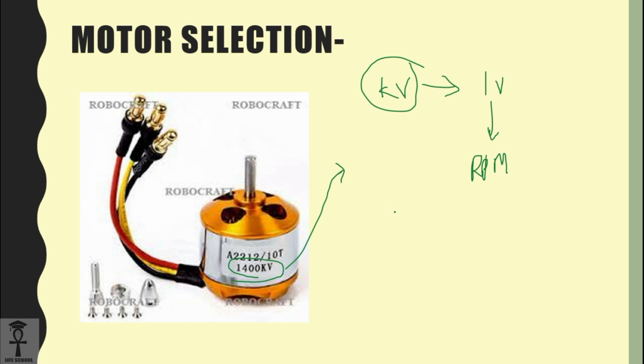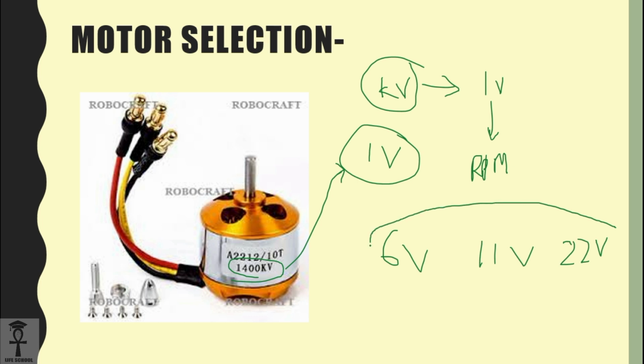at 1400 RPM when I connect it to a 1 volt battery. Now we need to check if the motor is compatible with a 6 volt battery, an 11 volt battery, a 22 volt battery. That's how we are going to see the maximum RPM of the motor. So this is how we are going to check whether the motor is compatible with our system or not.